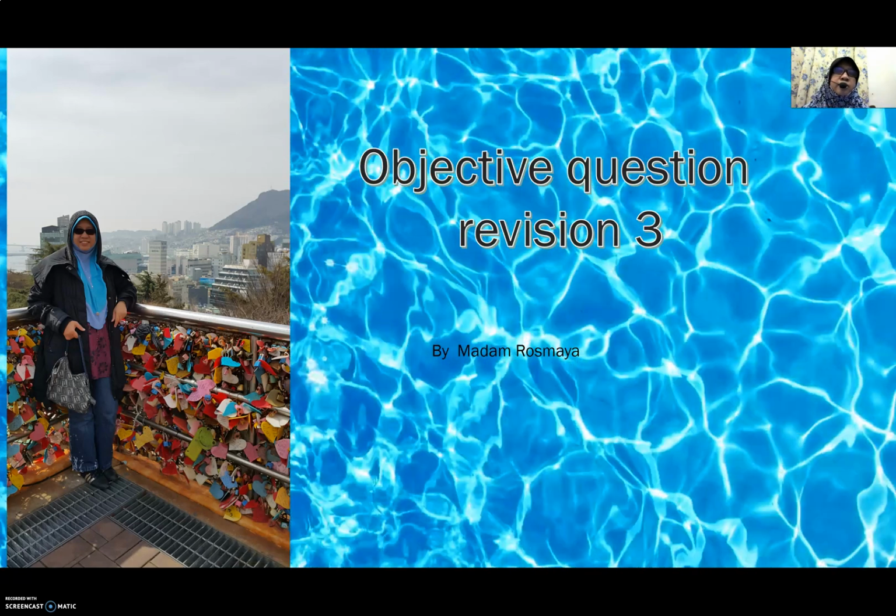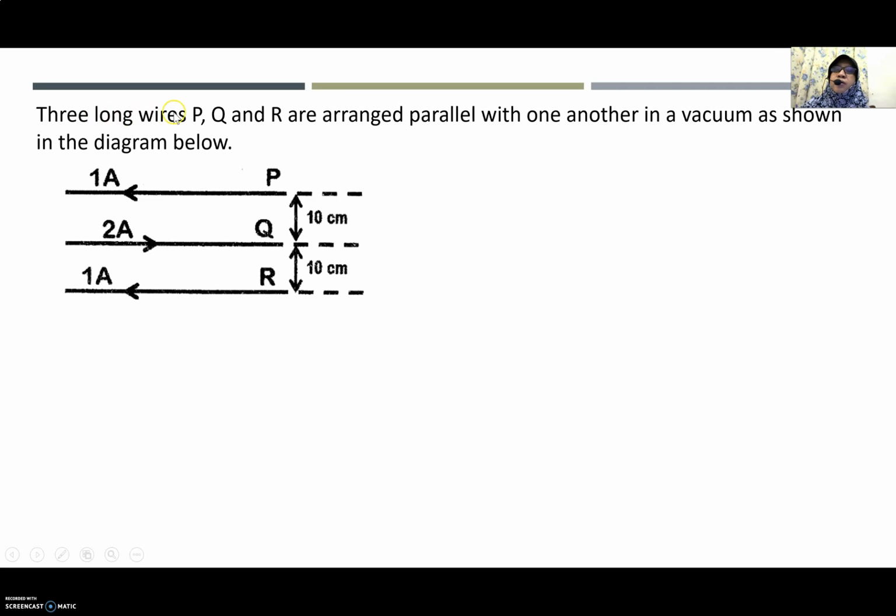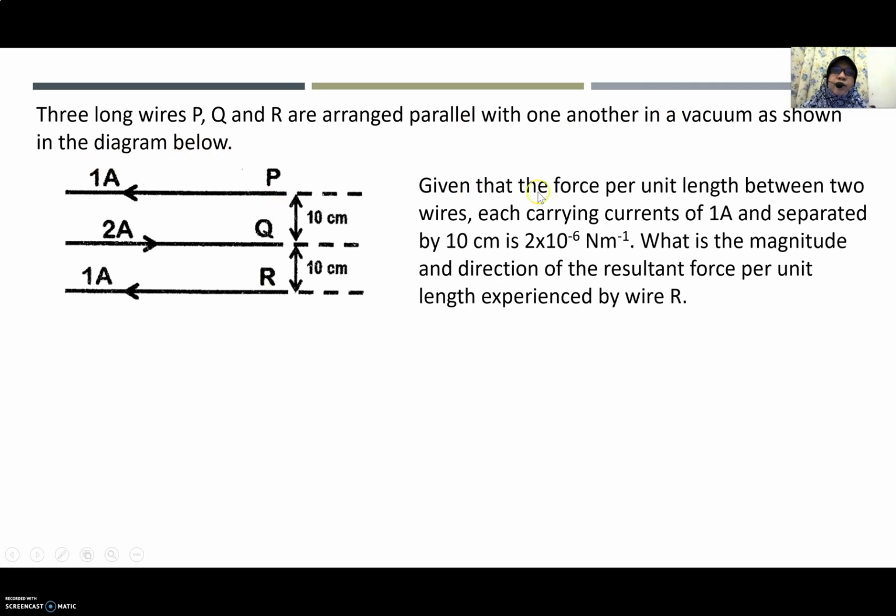In this video, we're going to discuss a question on magnetic field. Three long wires P, Q and R are arranged parallel with one another in a vacuum as shown in the diagram below. Given that the force per unit length between two wires, each carrying currents of 1 ampere and separated by 10 centimeter, is 2 times 10 to the power of negative 6 Newton per meter, what is the magnitude and direction of the resultant force per unit length experienced by wire R?